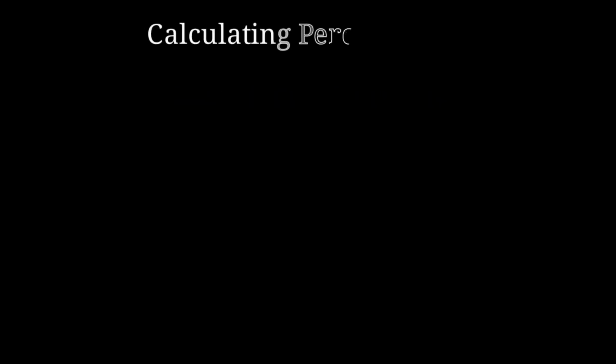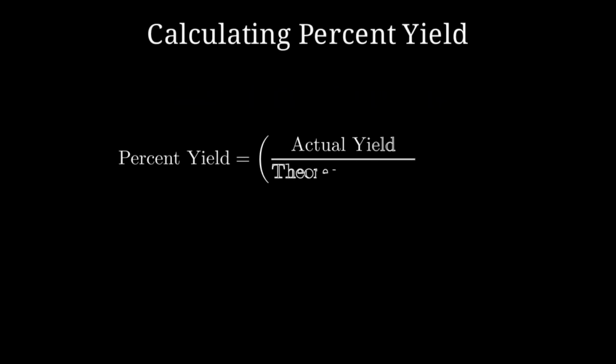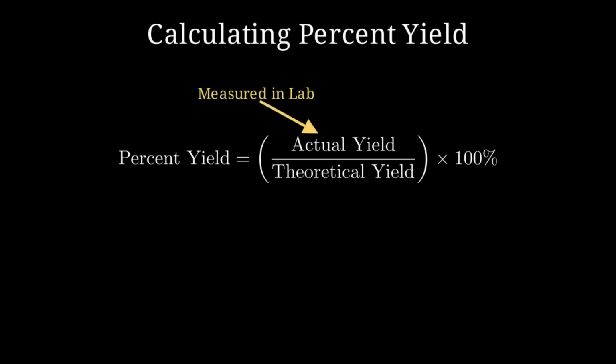In a real lab, you might get less than the theoretical yield due to spills or incomplete reactions. We measure this efficiency using percent yield, which compares your actual results to the mathematical prediction.